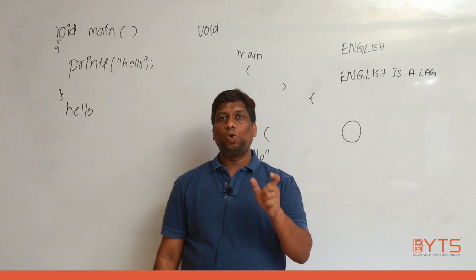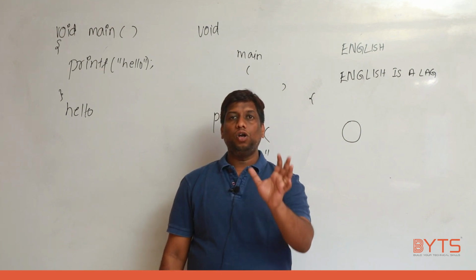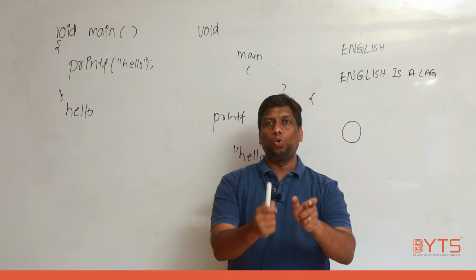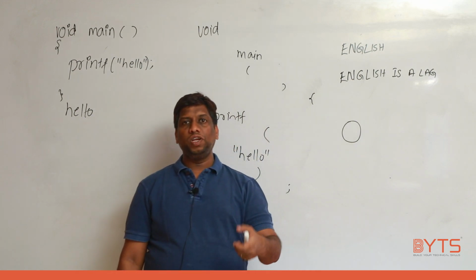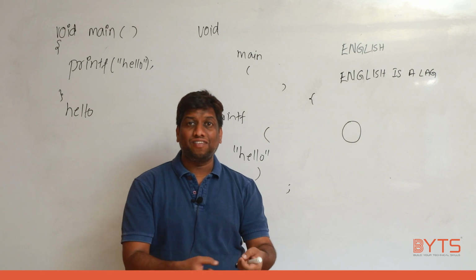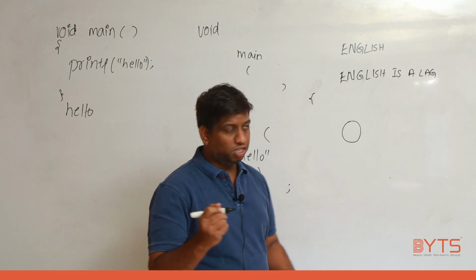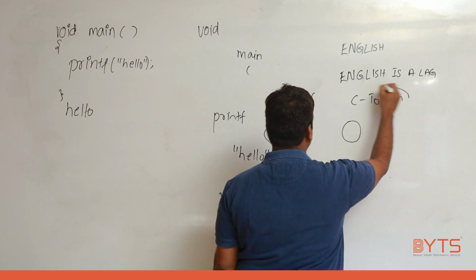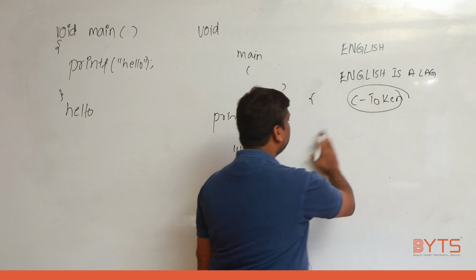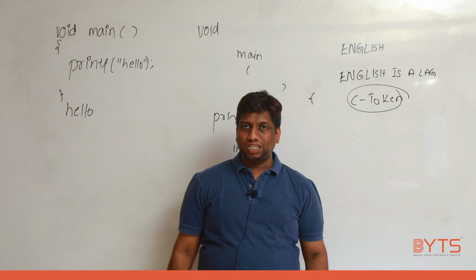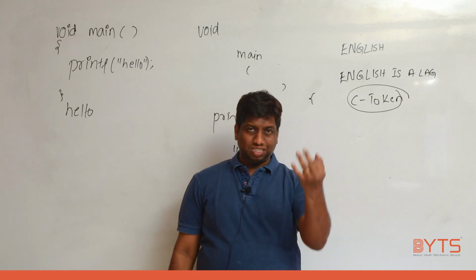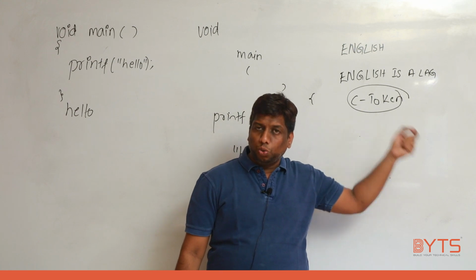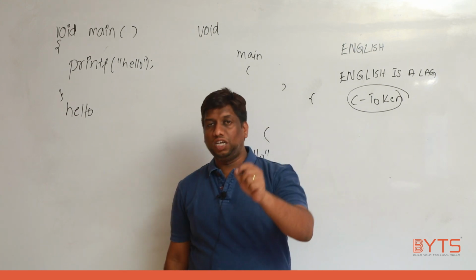The smallest individual unit is called a token. The smallest individual unit in C language is called a C token. Understand? The smallest individual unit in C language is called what? C token. Very important point I am discussing. In this example, tokens were letters, words, sentences. The smallest individual unit in C language is called a C token.